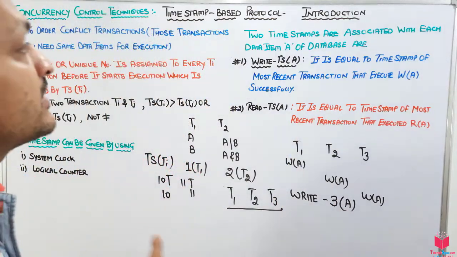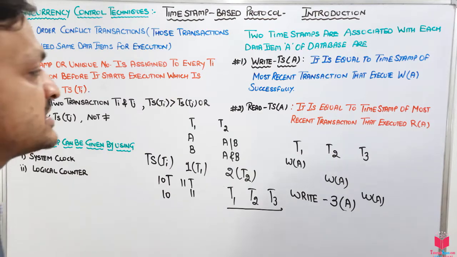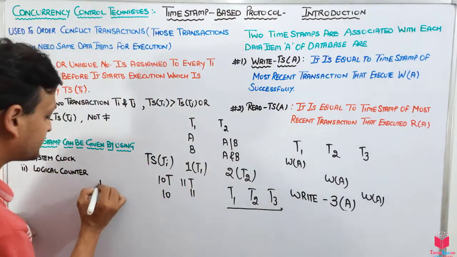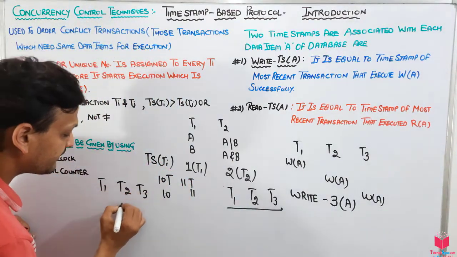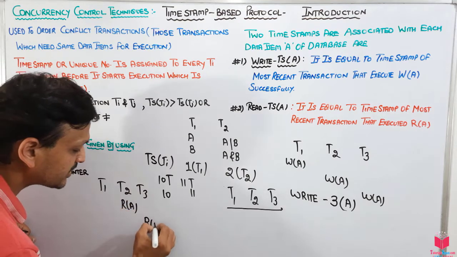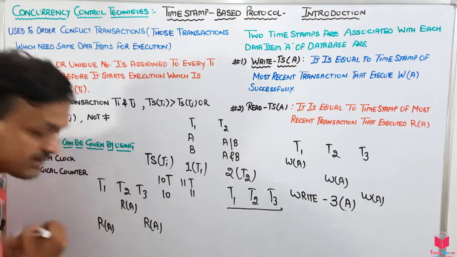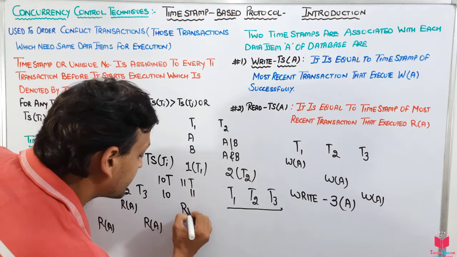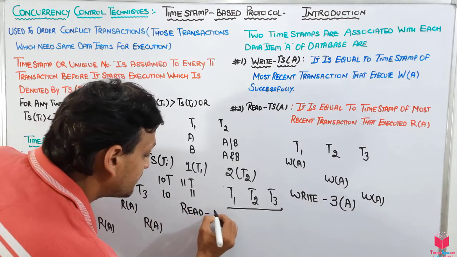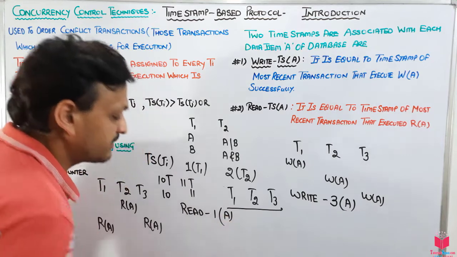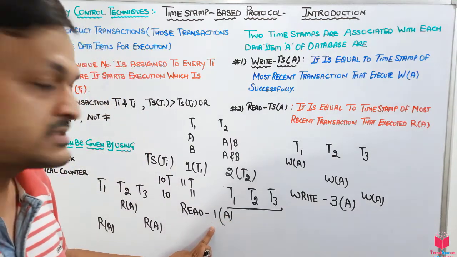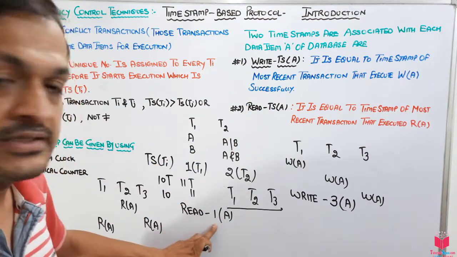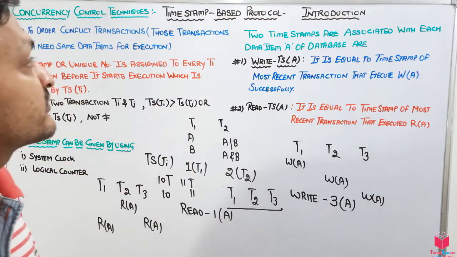In the same way we have the other timestamp on variable A, which is the read timestamp of A, and it says the same thing. Suppose we have transactions T1, T2, T3, each with a read operation on A. Whichever transaction has most recently read it is recorded. So it will be read like this: that means the transaction has performed the read operation on A most recently. So this is the basic introduction of the timestamp based protocol.